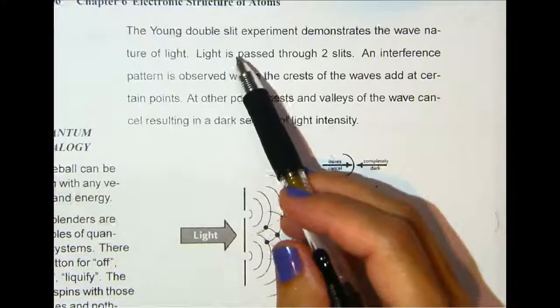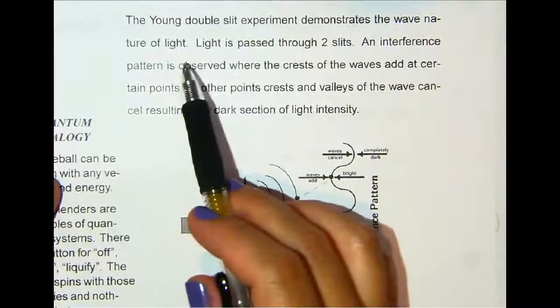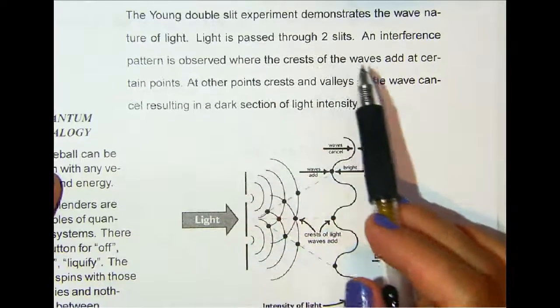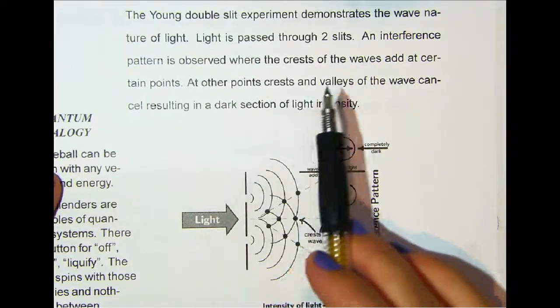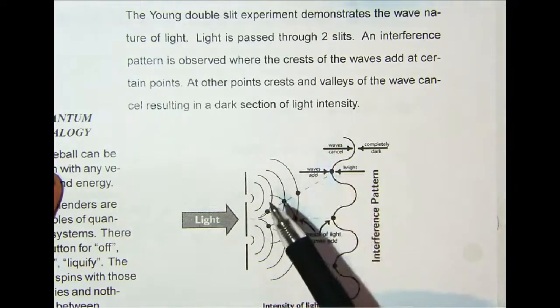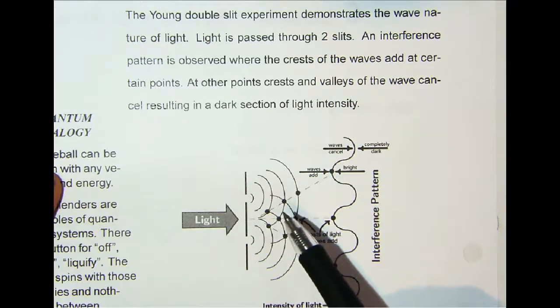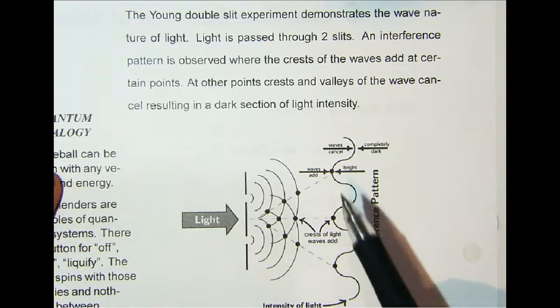The Young double-slit experiment demonstrates the wave nature of light. Light is passed through two slits. An interference pattern is observed where the crests of the waves add at certain points. At other points, crests and valleys of the wave cancel, resulting in a dark section of light intensity.